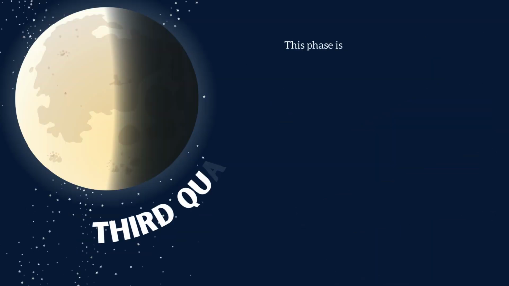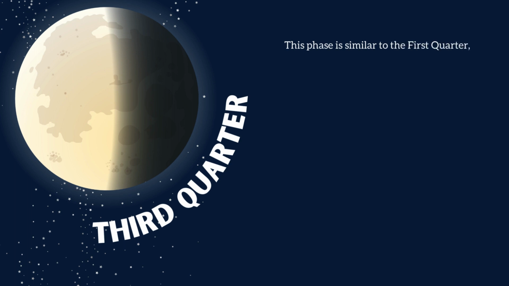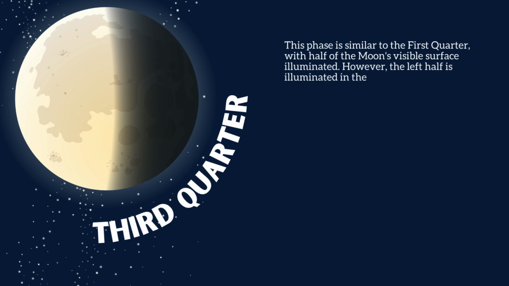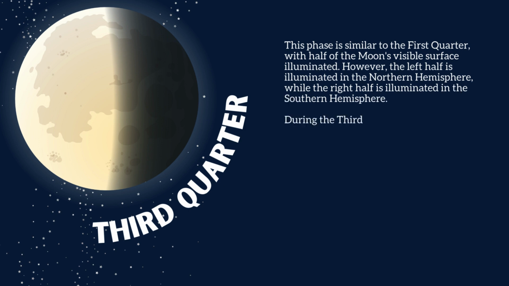This phase is similar to the first quarter, with half of the moon's visible surface illuminated. However, the left half is illuminated in the northern hemisphere, while the right half is illuminated in the southern hemisphere.